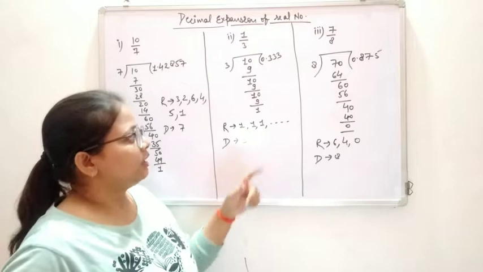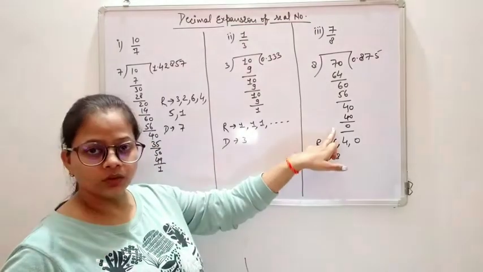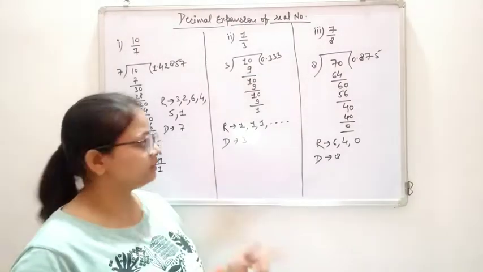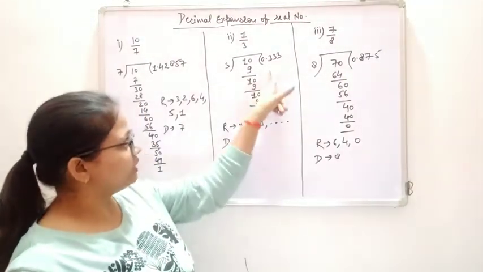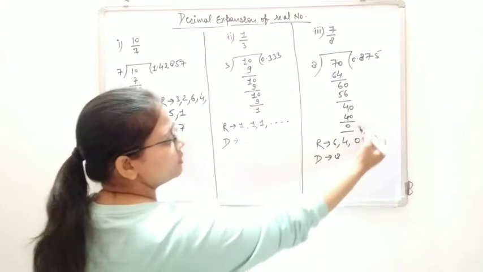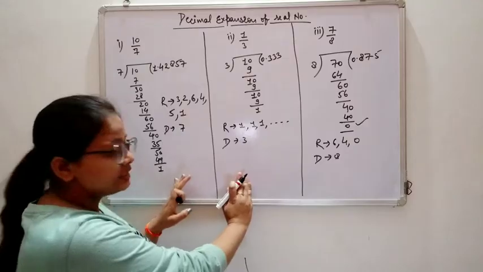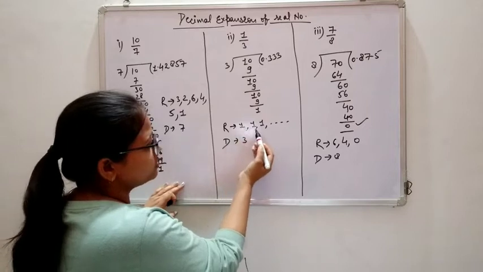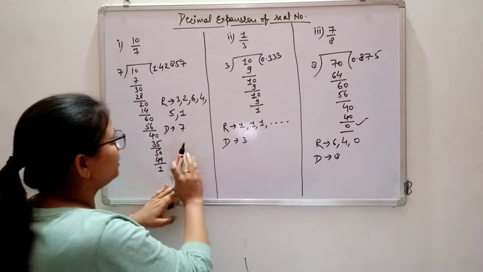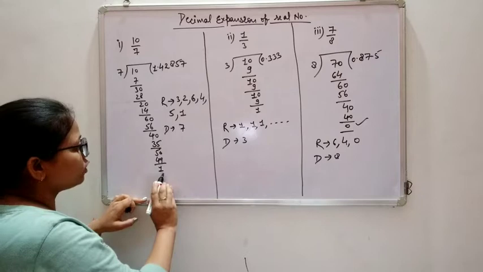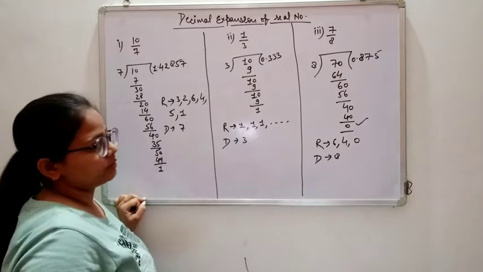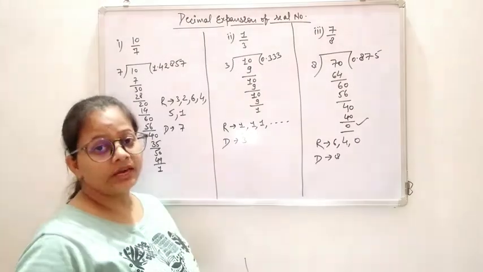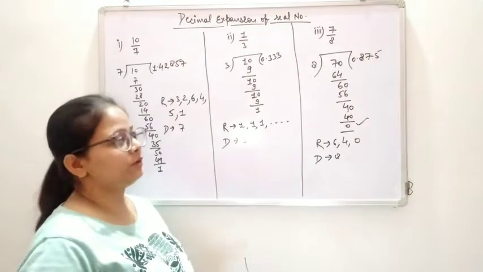Okay, so from these three expansions, you must have noticed three important things. First, either the remainder becomes 0 or the remainders start repeating themselves. Let's understand: here the remainder is 0, right? In these two examples, the remainder 1 is repeating again and again, and in this one also there is repetition, but after a few steps. Clear?